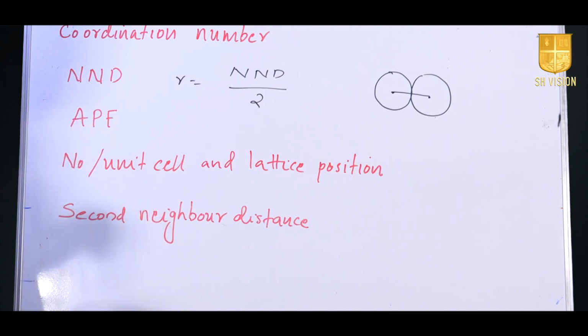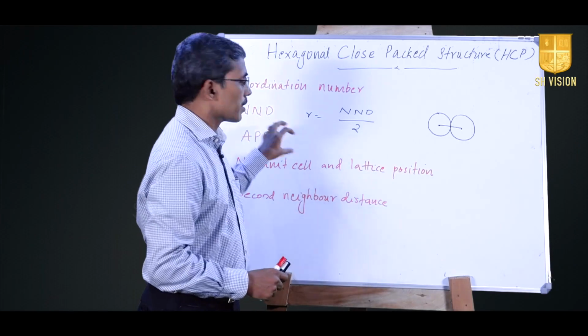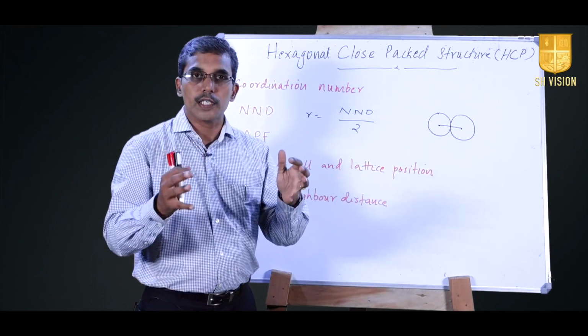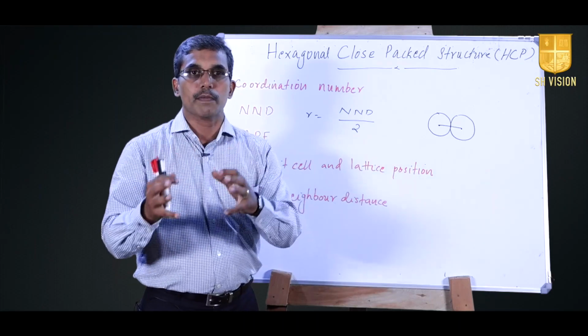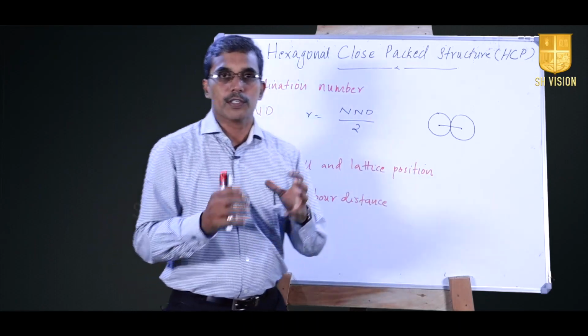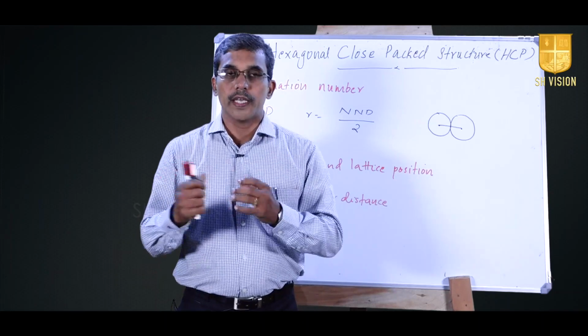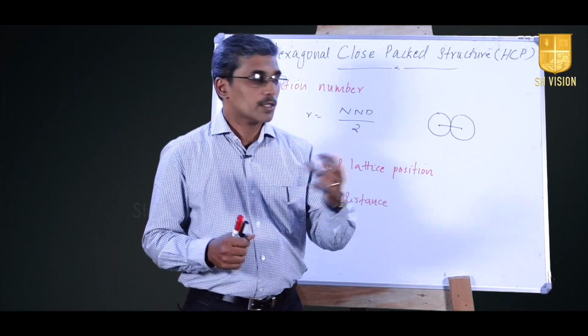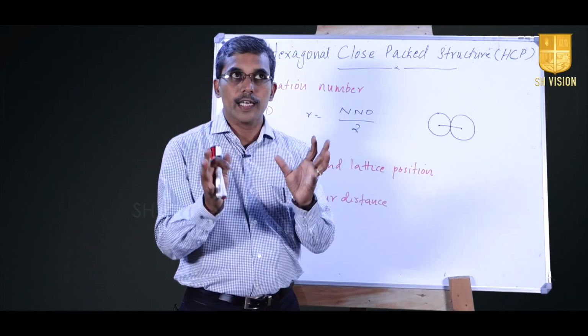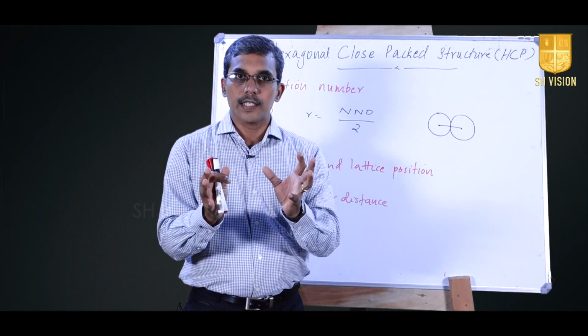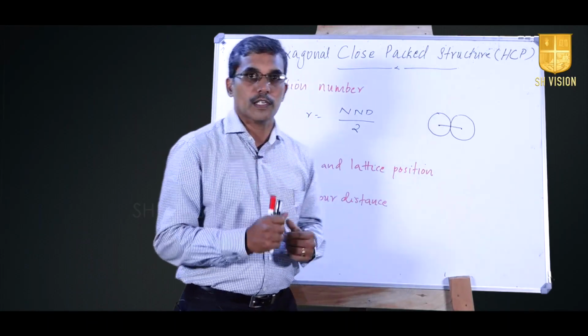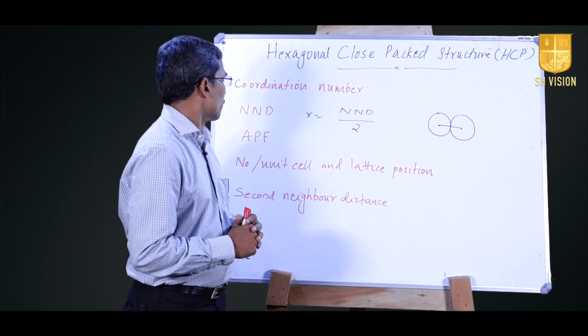Then we have seen atomic packing factor. This atomic packing factor talks about what percentage of the unit cell volume is occupied by these hard sphere or solid atoms, or how much is vacant. Vacant space we call void. So it gives an idea about the packing density, whether it is closely packed or loosely packed. So that is what atomic packing factor is.